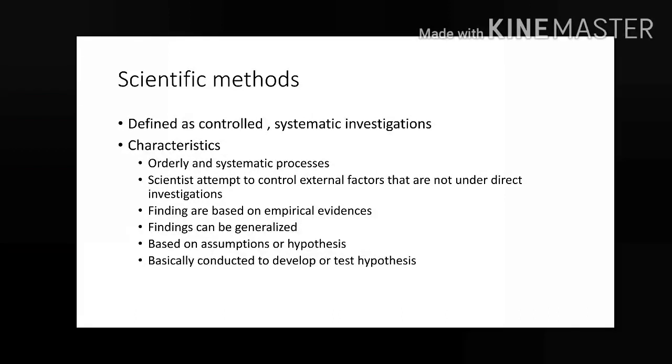Now there are various characteristics of the scientific method. Now what all are the characteristics? We have already seen. It is orderly, it is systematic, and it is a controlled, and it is a disciplined process. I hope it is clear. Next is, it attempts to control the external factors that are not under the direct investigation. Now again I would like to give one example here, that what is this external factor.